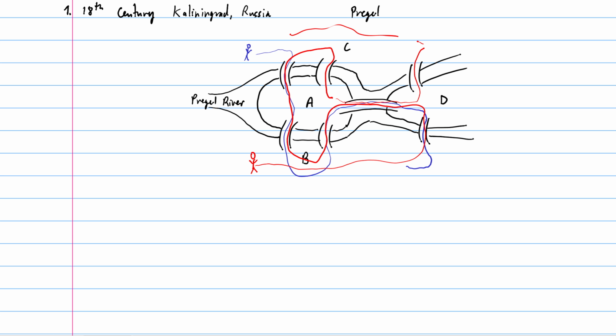But that's the question. Let me write down the actual question. So the question is, can you cross all 7 bridges exactly once? So no repeats on the crossing, exactly once, and end up back where you started.